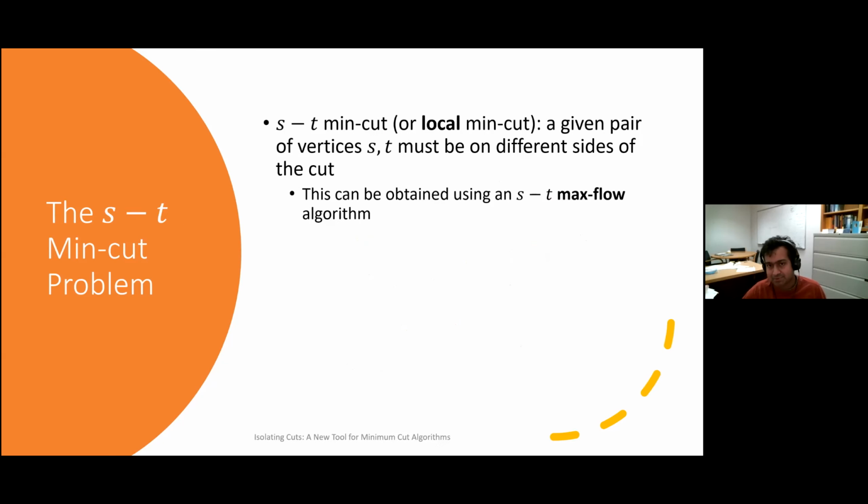Another problem that's very popular and has been studied for a long time is the ST min cut problem, or sometimes also called the local min cut problem. In this case, we additionally place the constraint that a given pair of vertices S and T must be on different sides of the cut. It's well known that an ST min cut has the same value as an ST max flow, and therefore ST min cuts can be found using max flow algorithms.